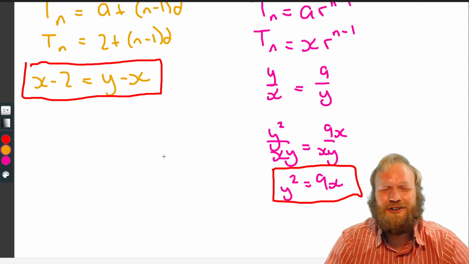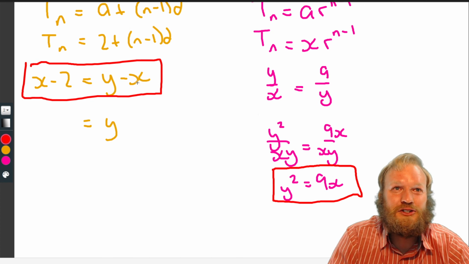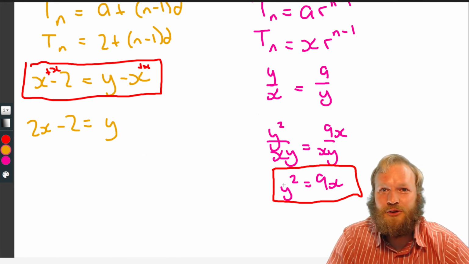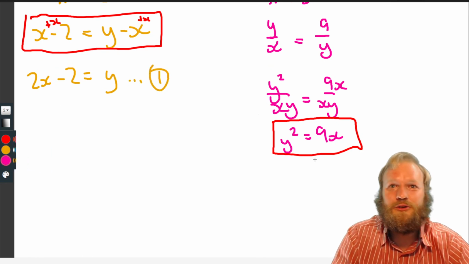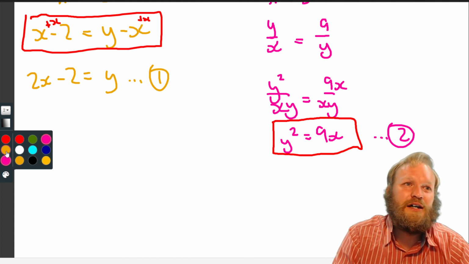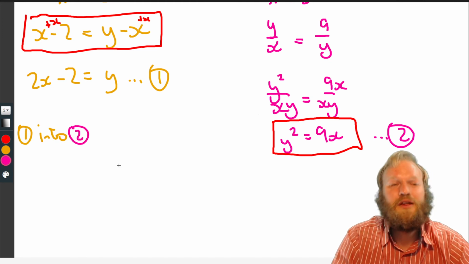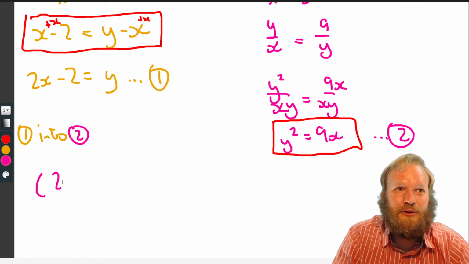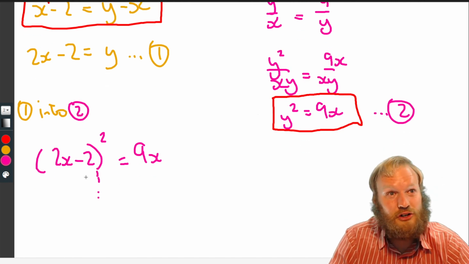And up to you how you go with your simultaneous from now. I'm going to rearrange this one and go, well, y equals, let's just plus x on each side of our equation here. So we've got 2x minus 2. Oh, there's a y. So we can put this one, let's be nice and call that 1, and let's call this one 2. And we're going to say, let's sub 1 into 2. And therefore, when we see a y here, we're just going to write 2x minus 2 squared equals 9x. Solve. You're going to get a quadratic.